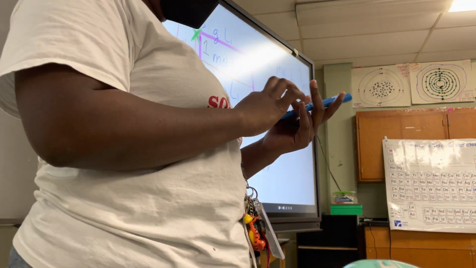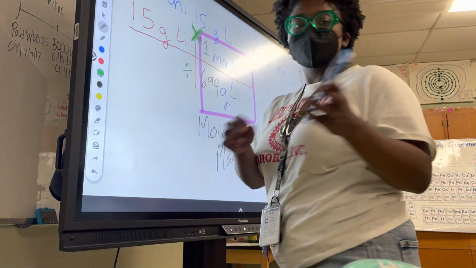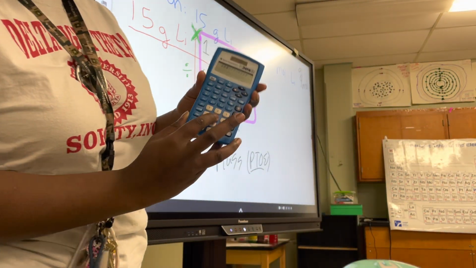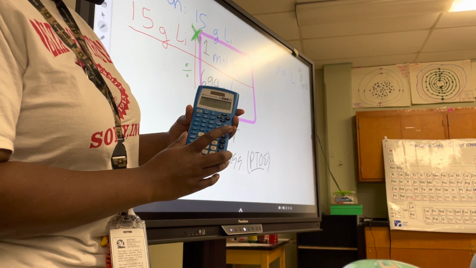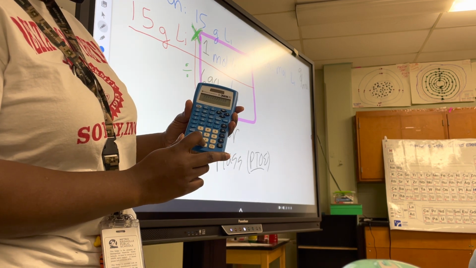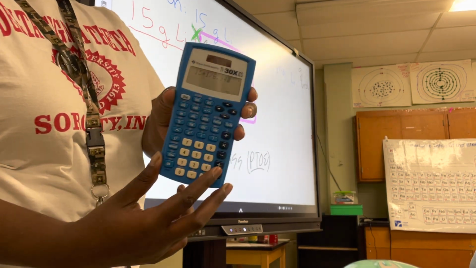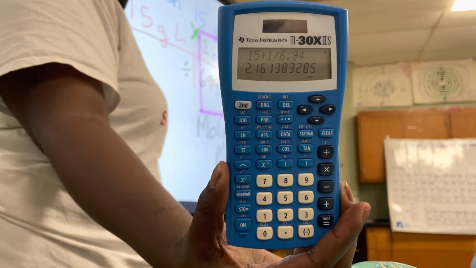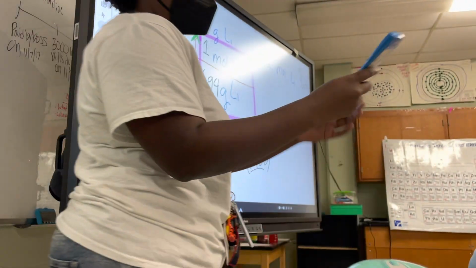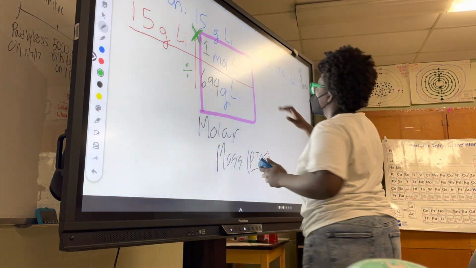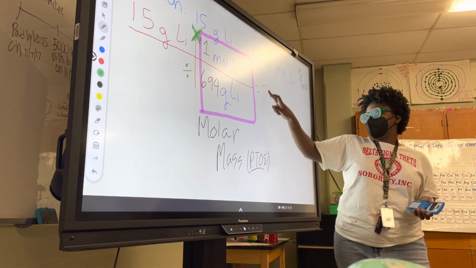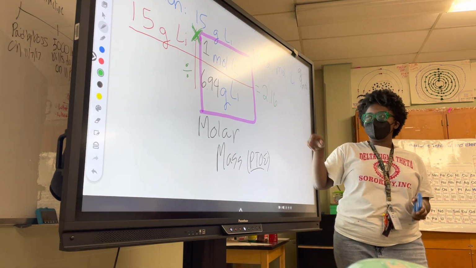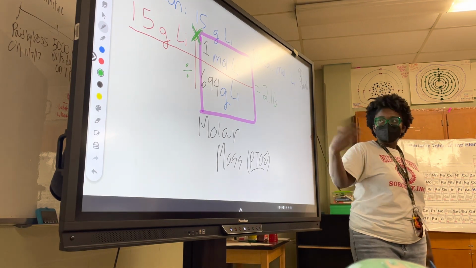Everybody has one? All right, so on our calculator, we are going to do 15 times 1 divided by 6.94. Enter. 2.161383285. So, good, 2.16. We're going to worry about 2 decimal places. So it's going to be 2.16 units.